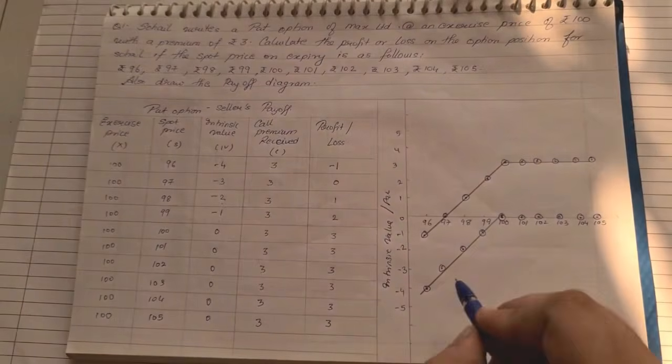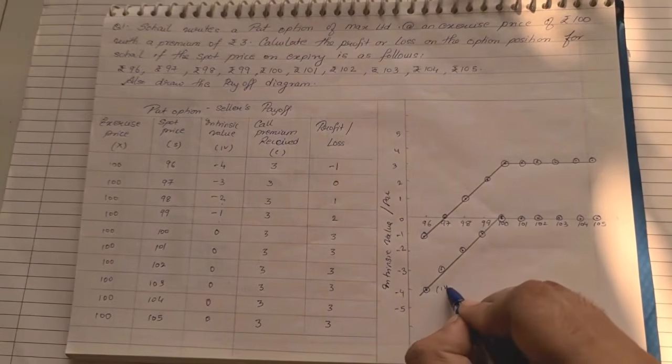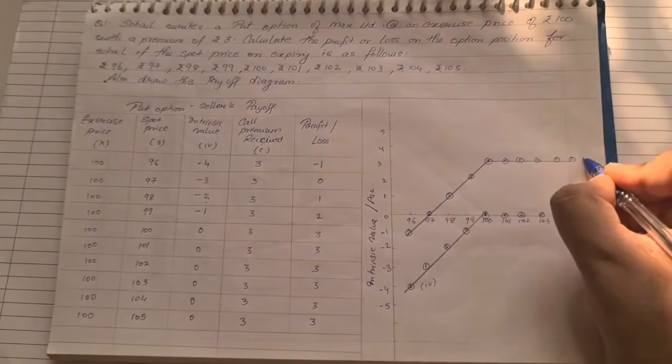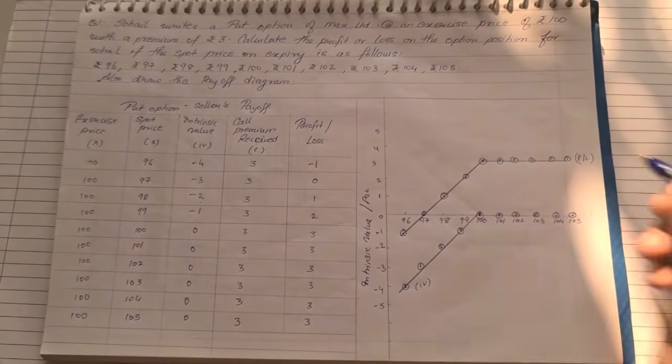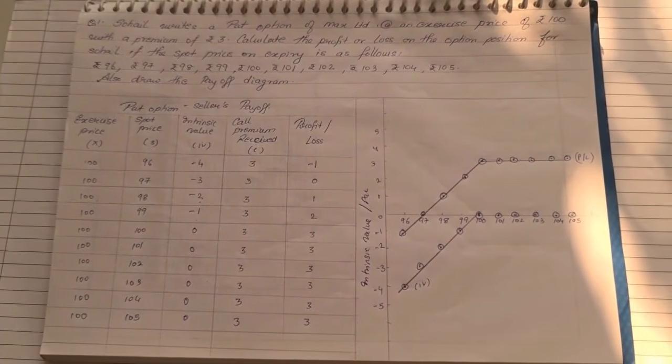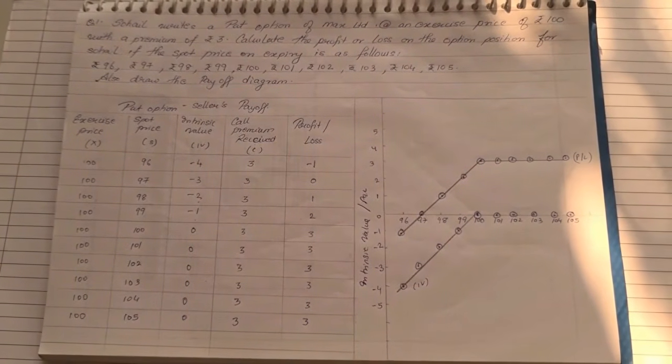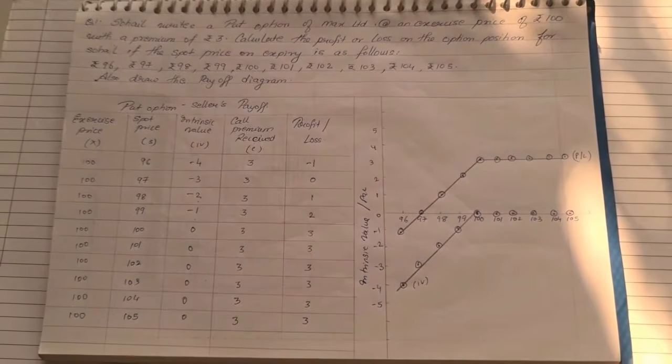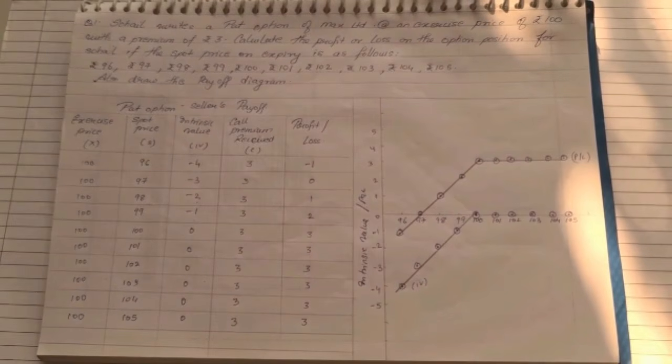Okay, so now here the bottom curve is our intrinsic value curve and the top curve is nothing but our profit and loss curve. So this is how we need to solve the sum based on put option where we have the seller's payoff. These are all the practical sums that you need to cover under this particular paper.